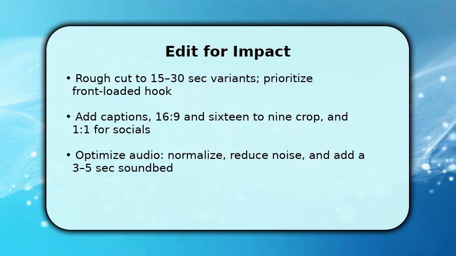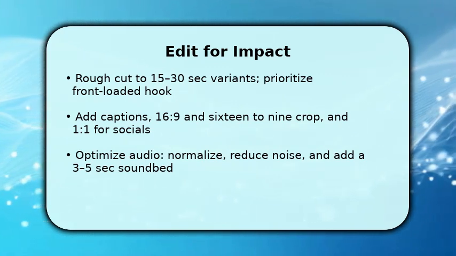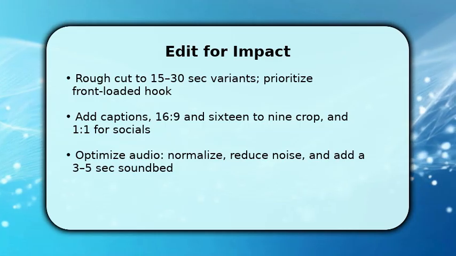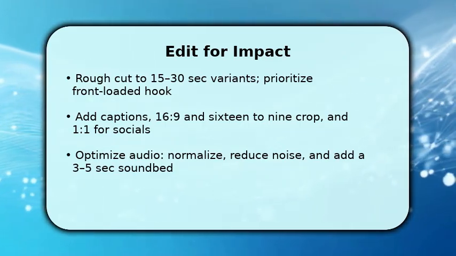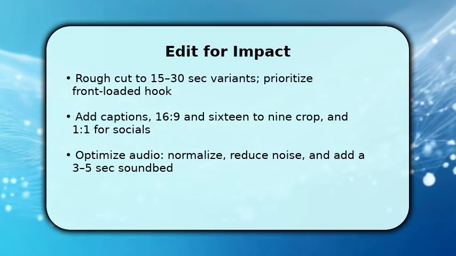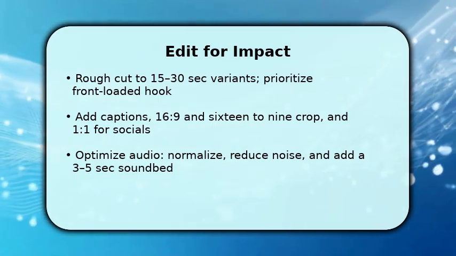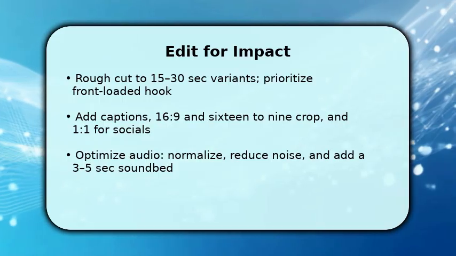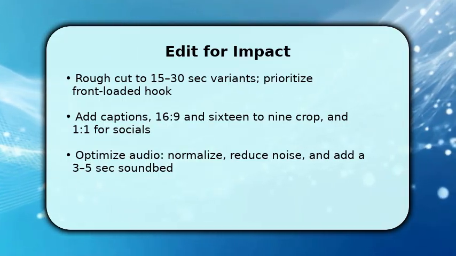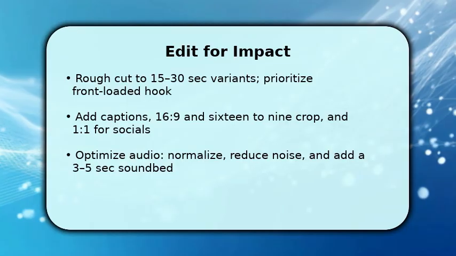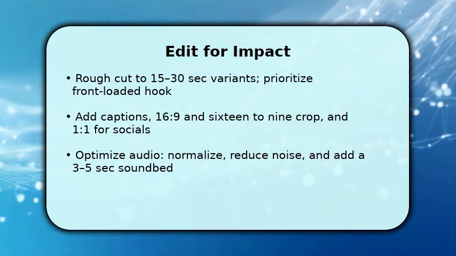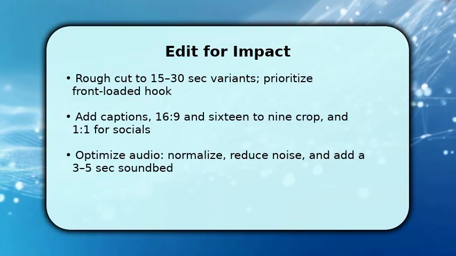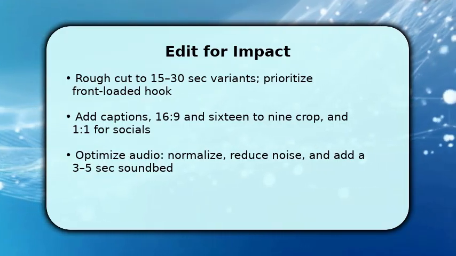You move into editing with a focus on attention. Cut a rough version and create 15 to 30-second variants that put the hook in the first 3 to 5 seconds. Once done, trim dead space, add captions and craft crop versions for 16:9 and 1:1 placements. Make sure audio is clean, normalize levels, remove hiss, and layer a subtle 3 to 5 second music bed to support the message without overpowering it. Export high-quality masters and compress delivery files next.